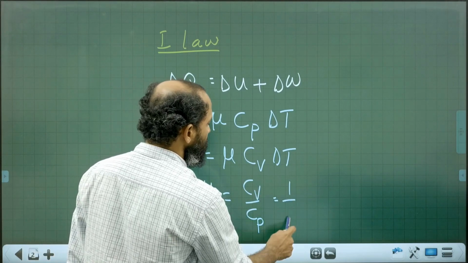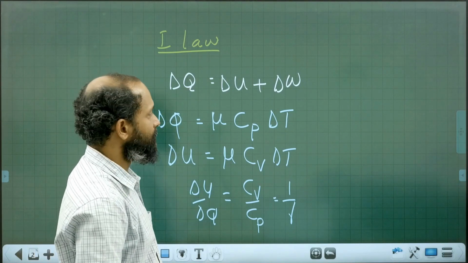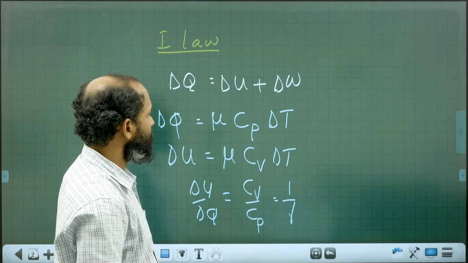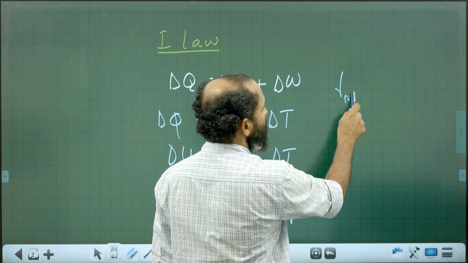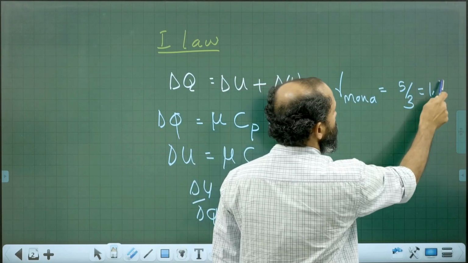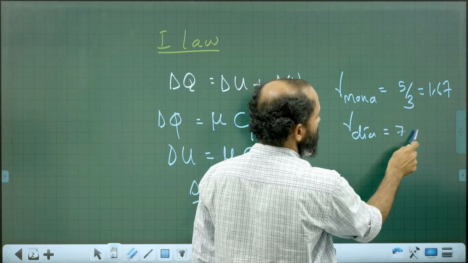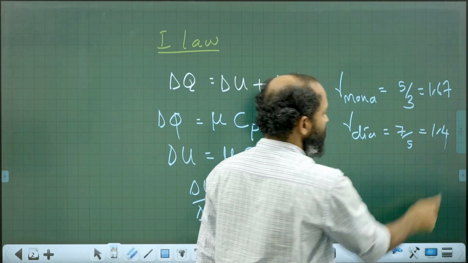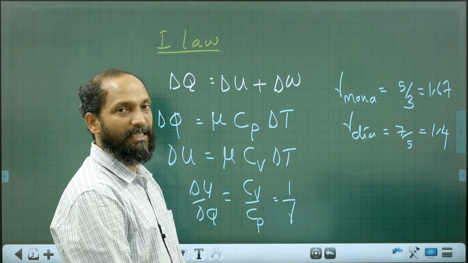Cv by Cp is 1 by gamma. Gamma is the ratio of specific heats. Gamma for a monatomic gas is 5 by 3, that is 1.67. Gamma for a diatomic gas becomes 7 by 5, that is 1.4. So as the atomicity increases, gamma decreases.